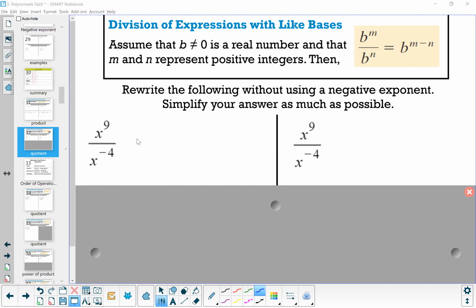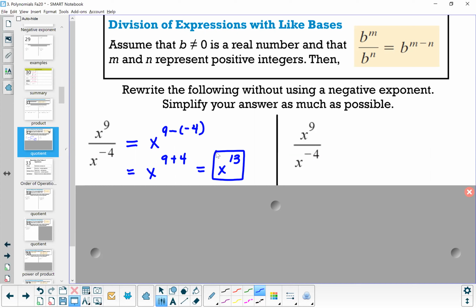So we're going to say this is equal to x to the ninth minus negative 4. And we know that x to the ninth minus negative 4 is the same as saying x to the ninth plus 4. And so we get x to the power of 13.